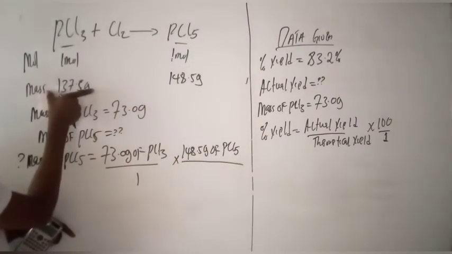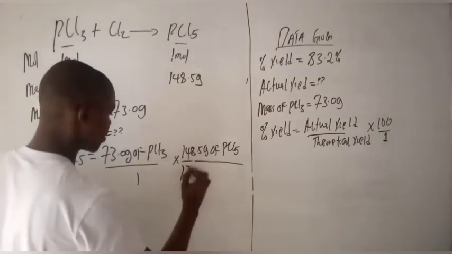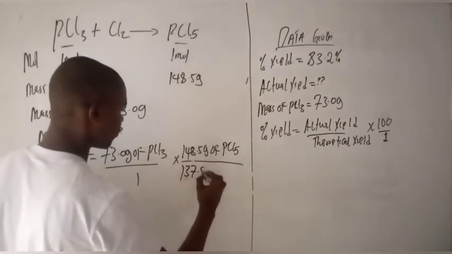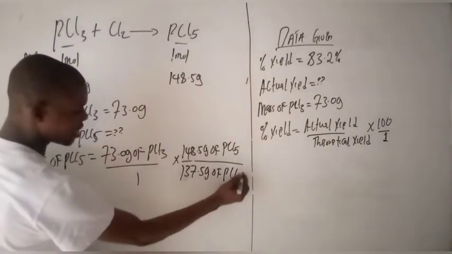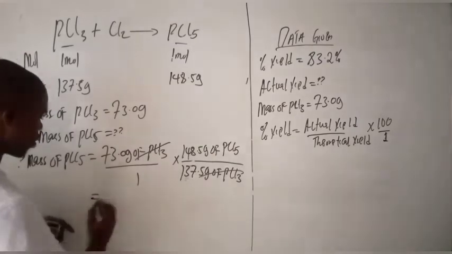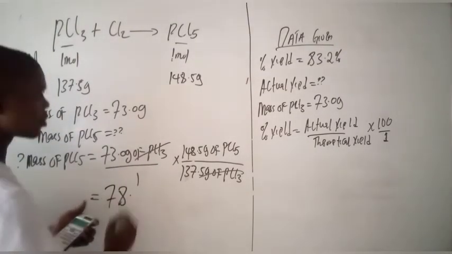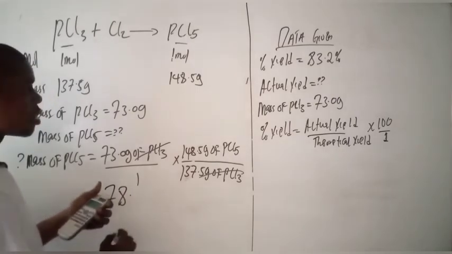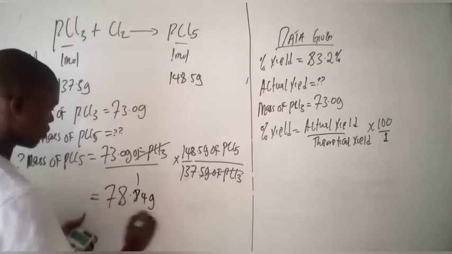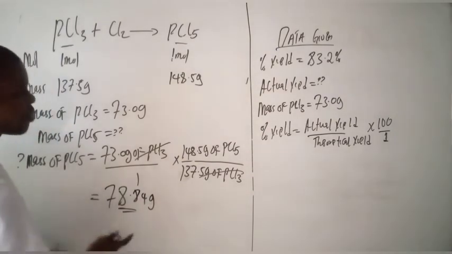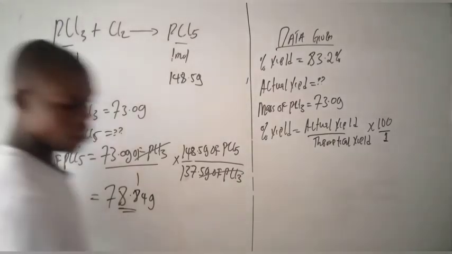Then this will go to the bottom: 137.5 gram of PCl3. Do you know why? Because this cancels this one here. So what I have to do now is punch my calculator. 78.84 gram. Do you get that? So this is now my theoretical yield. This is now my theoretical yield.